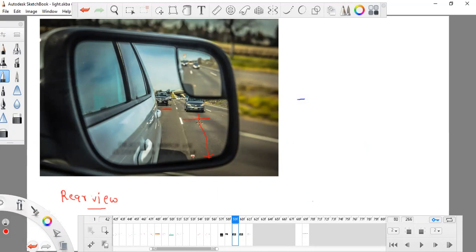The image is also erect, that means the car is not inverted. It is producing an image which is a bit blurred. The image is not very clear, but other than this it is giving us a full idea.